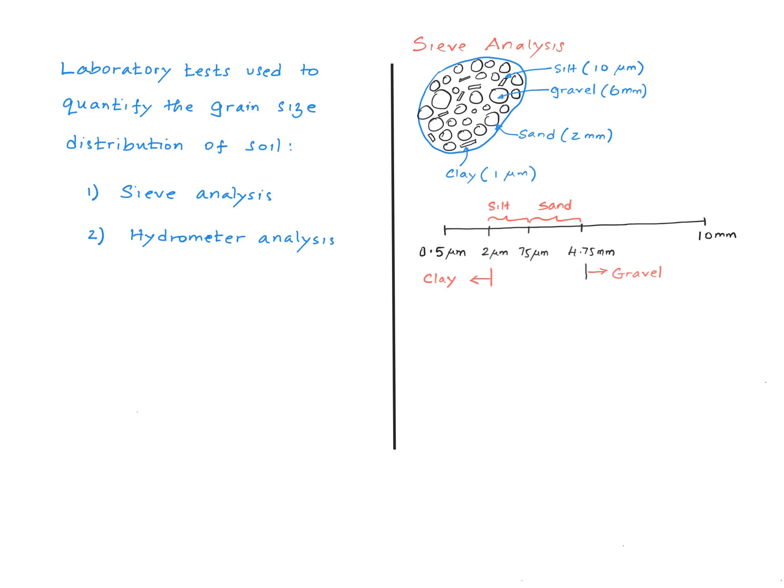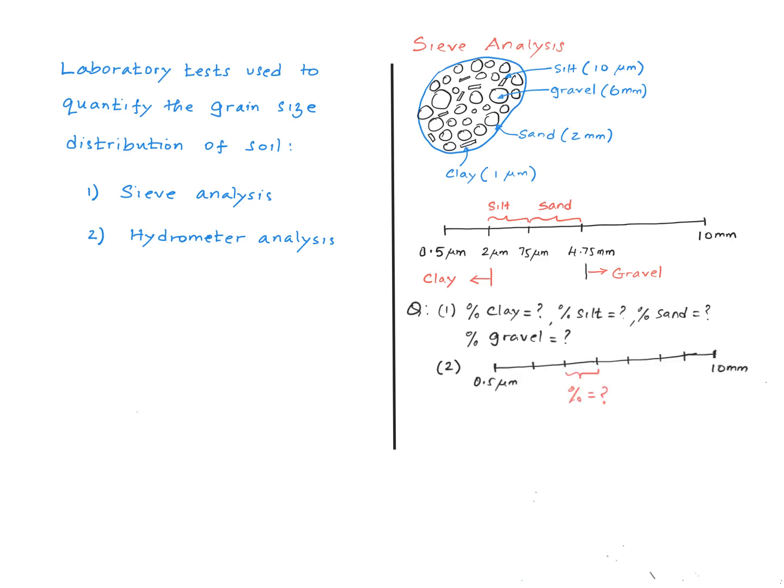According to some of these classification systems, we'll talk about them more precisely in a little bit. If the particle size is greater than 4.75 millimeter, it is called gravel. And if the particle size lies between 75 micron and 4.75 millimeter, it's called sand. And if it lies between 2 micron and 75 micron, it's called silt. And if it's smaller than 2 micron, it's called clay. So one of the questions we are trying to address is, what are the percentages of clay, silt, sand, and gravel in the soil? But this is not enough for us.